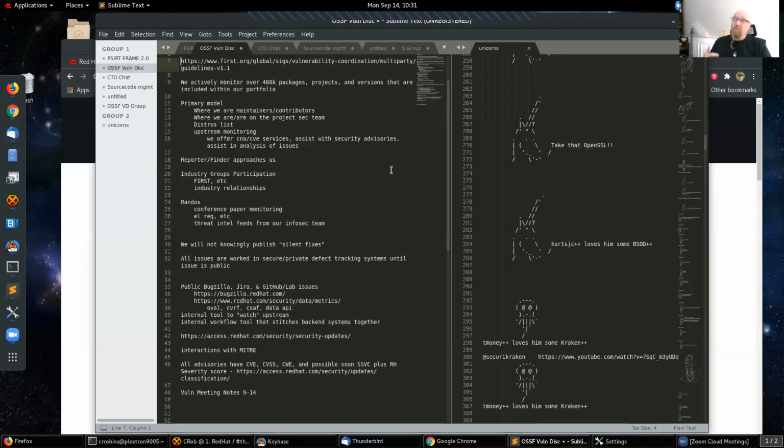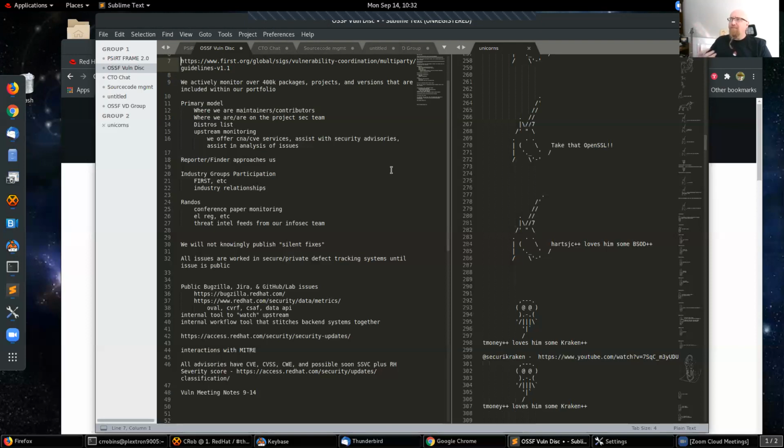We have developed a series of tools to monitor those 400,000 packages and versions. We call it Assembler internally, where it's basically scraping the internet, monitoring things that are important to our products. As an organization, we are a CNA, and we offer CVE services to smaller projects. If they don't have that ability or mechanism, we assist upstream groups with writing security advisories. We help them analyze issues if need be.